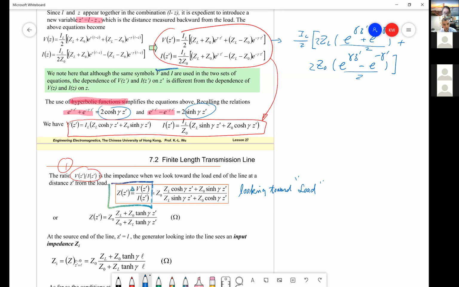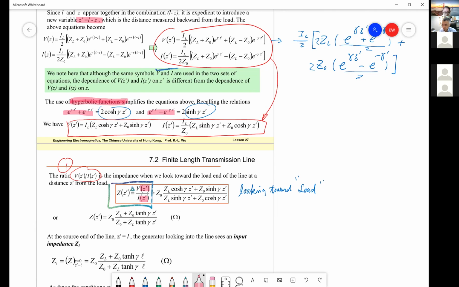Why do we say it's looking toward the load? Because we measure the distance from the load, right? You cannot tell me this is looking toward the source, because you don't know the distance to the source, right? If you couldn't describe the distance to the source, what is the point? If you look at the source, you must tell the distance away from the source, right? Now we only know the distance from the load, okay? The distance to the load is Z prime, right?